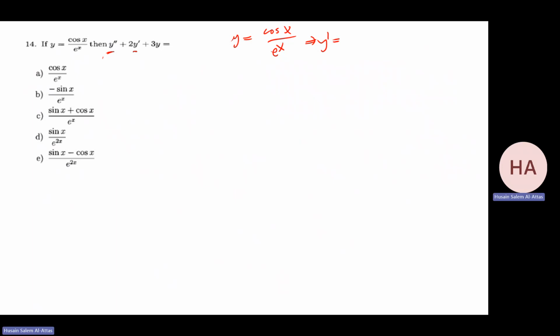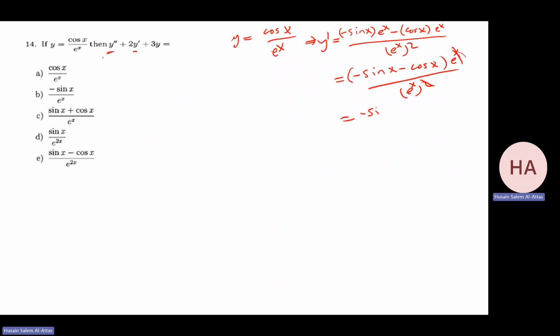Let us do the calculation. Derivative of the numerator, which is minus sine x, times e to the power x, minus cosine x times the derivative of e to the power x, which is e to the power x, over e to the power x squared. And that is minus sine x minus cosine x times e to the power x over e to the power x squared. Oh, this is cancelled. So I have minus sine x minus cosine x over e to the power x.